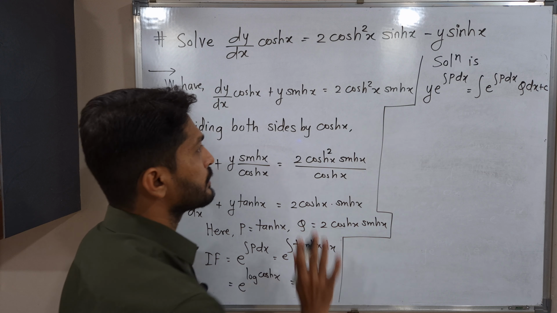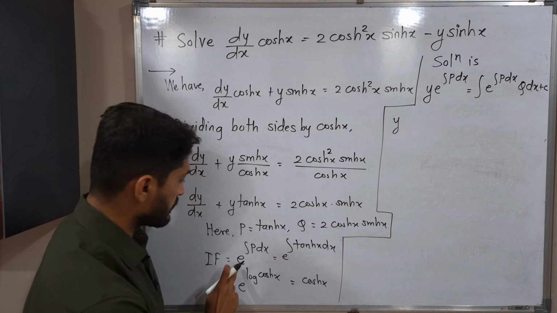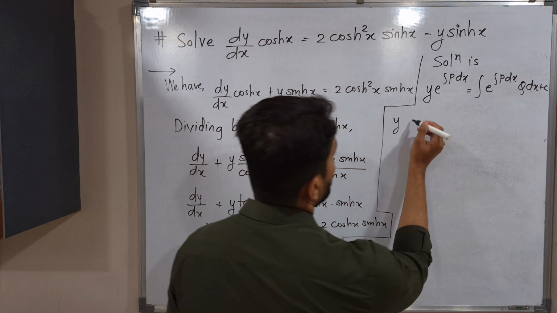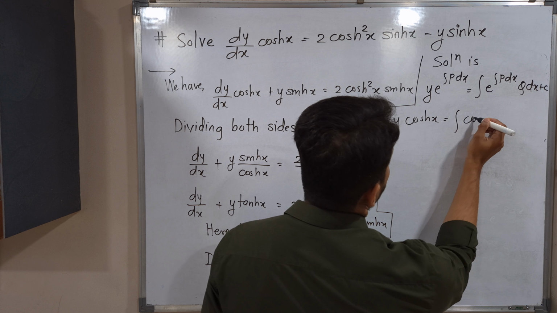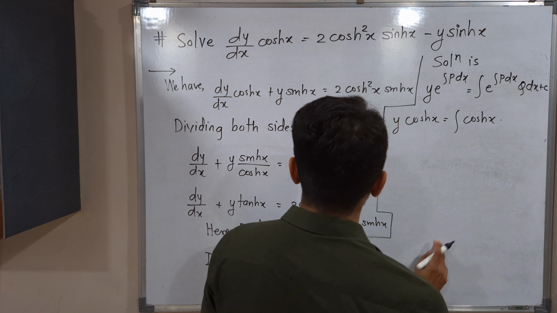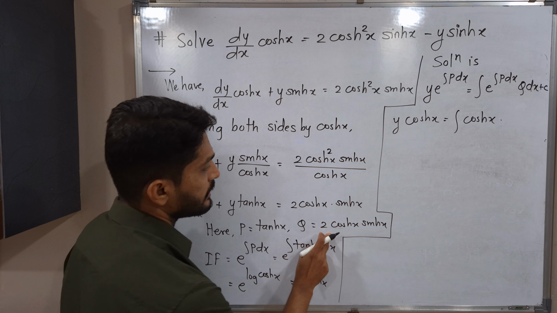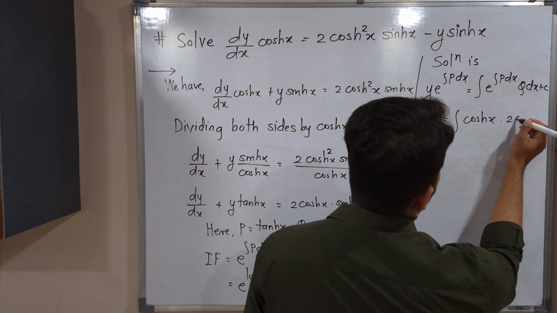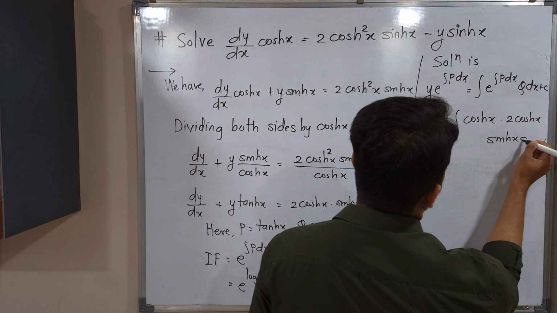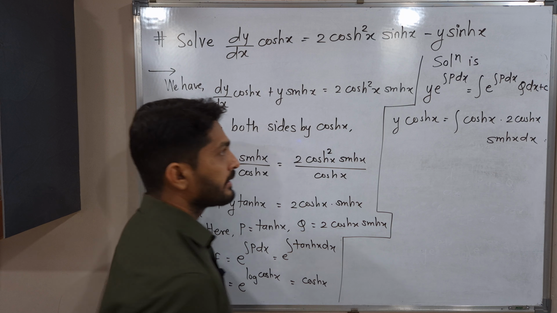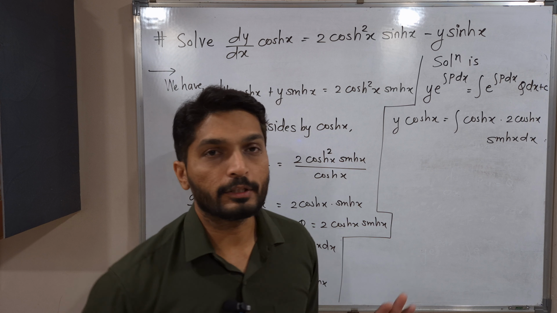Let us put the values there. y, what is e raised to integration p dx? We have calculated, which is hyperbolic cos x. Same thing. What is q? Where is my q? Yes, 2 hyperbolic cos x, hyperbolic sin x, 2 hyperbolic cos x, hyperbolic sin x dx. In left hand side, there is nothing to do. It is already solved. Our target is to solve this integration only.